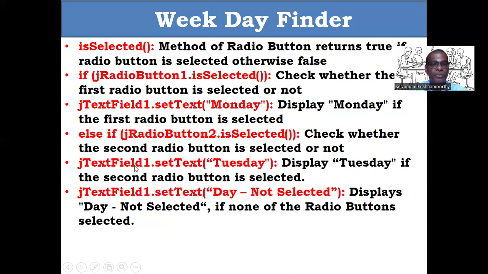J text field 1 dot set text of Tuesday. It displays Tuesday if the second radio button is selected. In the same way, radio buttons 3, 4, 5, 6, 7 we need to work. The last one is J text field 1 dot set text of day not selected. It displays day not selected if none of the radio buttons is selected.